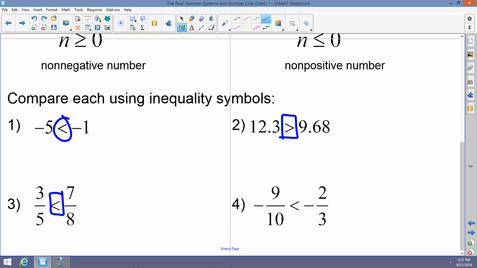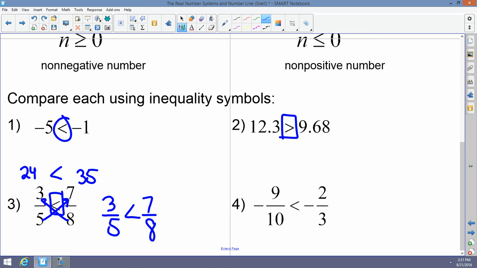Well, if we go back in time a little bit, you can compare fractions easily by cross-multiplying. If I say 8 times 3, that's 24. 5 times 7 is 35. Well, since 35 is greater than 24, 3/5 is less than 7/8, or 7/8 is greater than 3/5.